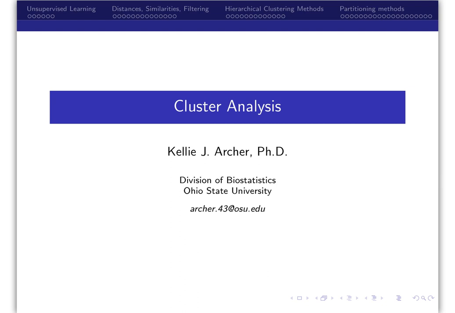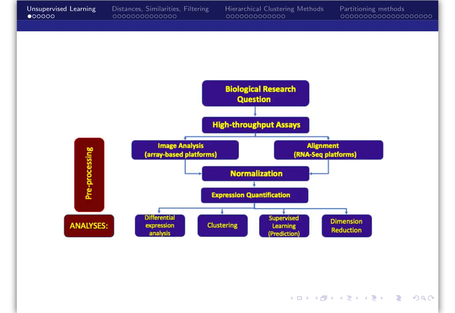In this module, we will discuss cluster analysis for high-throughput genomic data. As a reminder, we have already discussed the preprocessing methods including image analysis for array-based data and alignment for RNA-seq-based data, normalization, and expression summaries. Once we have expression summaries, we then perform our planned statistical analysis. We will now focus on the task of cluster analysis.